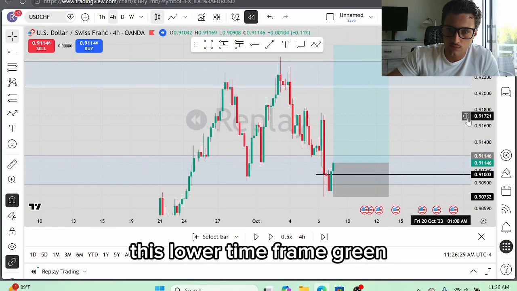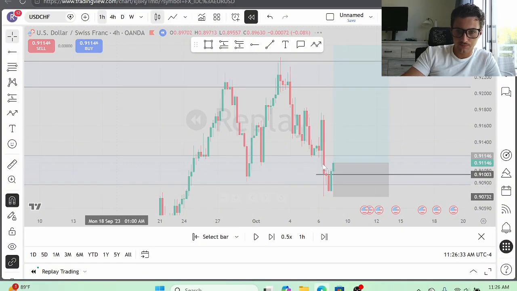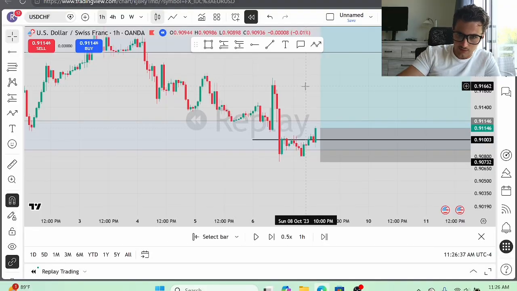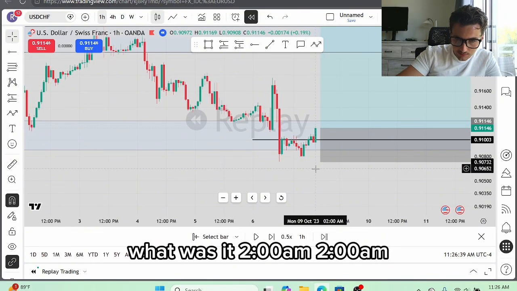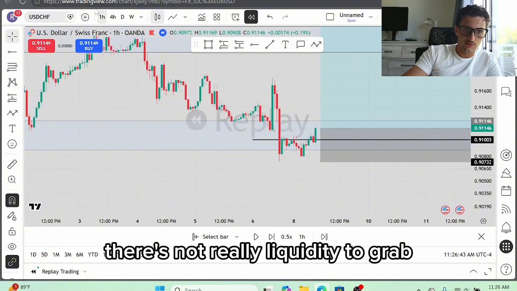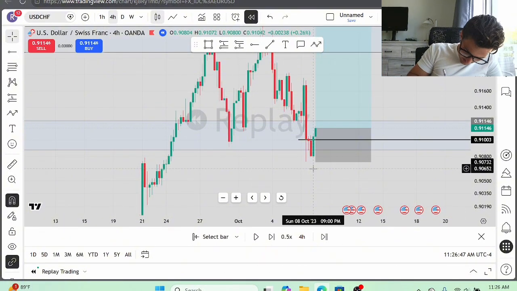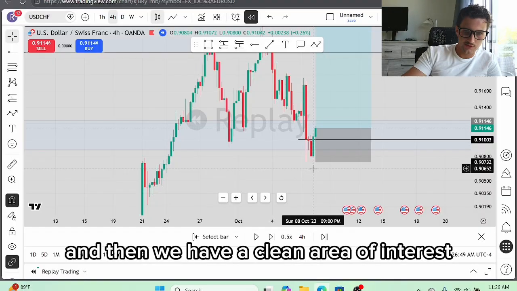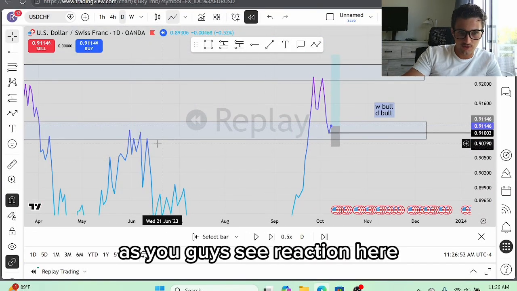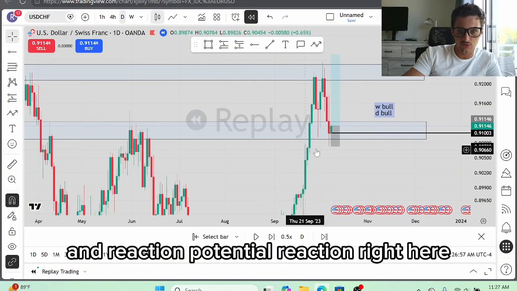Remove this. Lower time frame clean. Do we have a clean round level? Yes, we do. 1,000, very clean. And then we have that clean engulfing. What was it? 2 a.m. And we had the stop loss at our 4 hour liquidity. There's not really a liquidity grab, but we put our stop loss below the 4 hour. And then we have a clean area of interest. Yes, we do. As you guys see, a reaction here, reaction here, reaction here, reaction here, and a potential reaction right here.